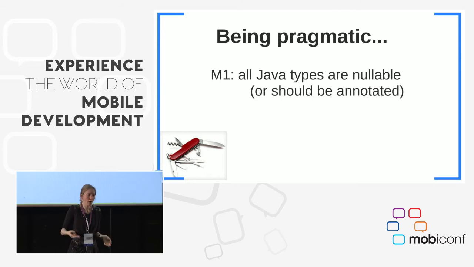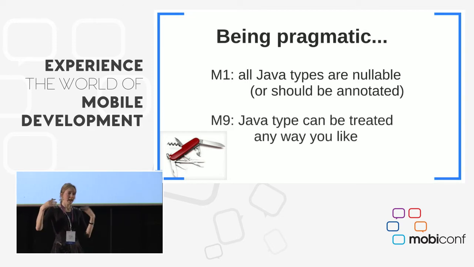there was a question: how should we interpret Java types, all the values that are returned from Java functions? A very simple and safe approach is to interpret these types as nullable. In this case, you are totally safe. You are guarded against null pointer exceptions, but it's very inconvenient to use such code because there are a lot of checks for being not null and so on.